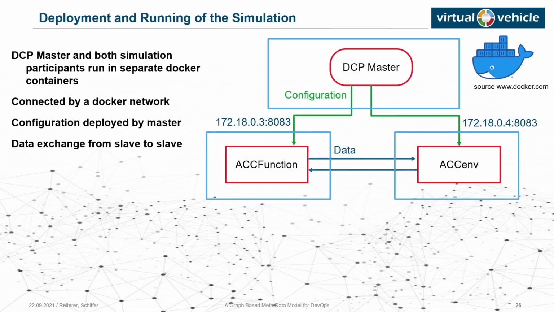For the deployment and running of the simulation, our simulation is deployed in Docker containers. Each participant, as well as the master, runs in its own Docker container, and these containers are connected with a Docker network. First, the containers with the DCP slaves are started, and the DCP slaves start up and wait for the master. Then the Docker container with the master is started, and the master configures the slaves and starts the simulation. When the simulation is finished, all the results are automatically collected.